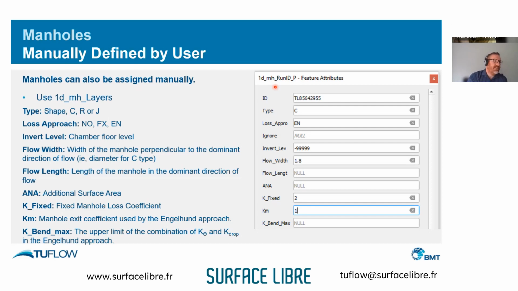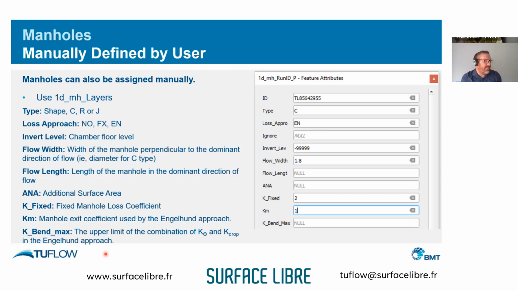But if you want to get more specific, so this is the 1D manhole feature, the attributes. So you can change the shape of it. So that would be one reason why you might want to use a manhole. You can change the invert level if you want to. You can change the dimensions if you want to, but probably the main reason for using the manholes is to change the loss approach, and also to change some of the loss coefficients. So there's different ways of changing the invert level, there's different ways of changing the storage. So unless you're really changing the energy loss approach, I wouldn't necessarily use a manhole.